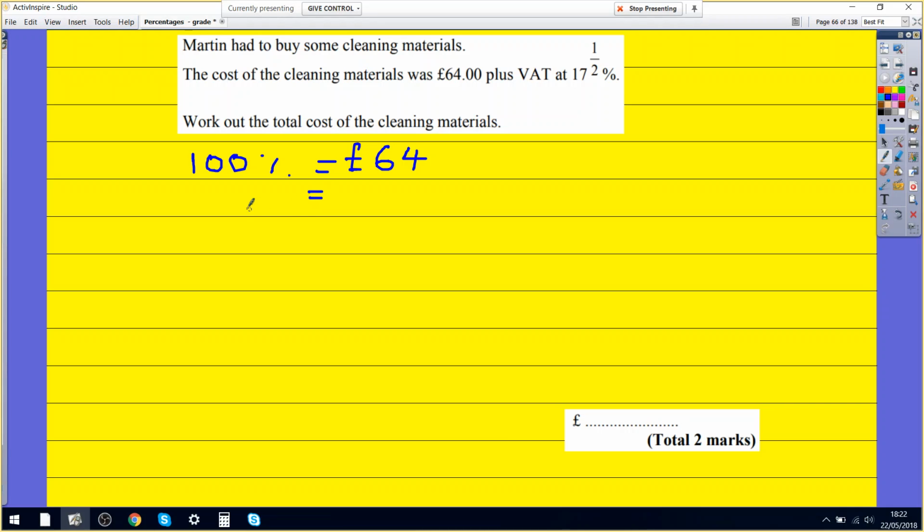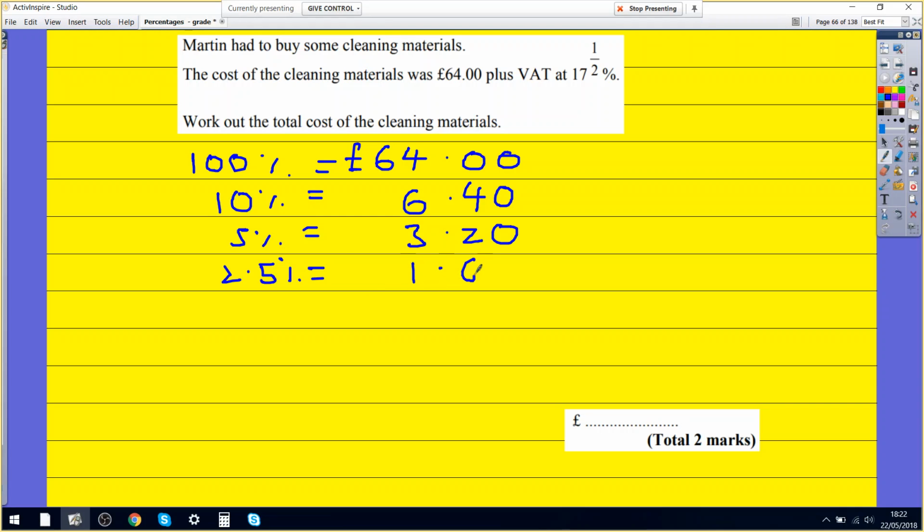10% of 64 is 6.40, and 8% of that would be £3.20. Okay. 2% of that would be 1.28, and 5% of that would be £1.60. And add all that up, that'd be.